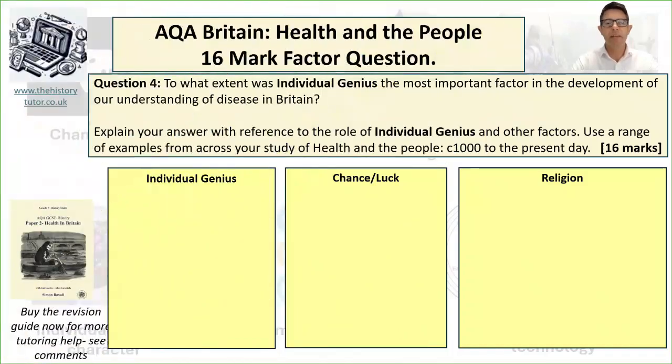Okay, so let's start planning our answer now. I've given you 3 factors here: individual genius, chance/luck, and also religion. You might think religion's not the most important in developing our understanding of disease, but if you really think about it, it does cause a few theories that develop ideas. It also gives us an opportunity to go back to the medieval time and cover another time period quite easily. Therefore, I'd pretty much always recommend including religion in this answer because you can cover the medieval time.